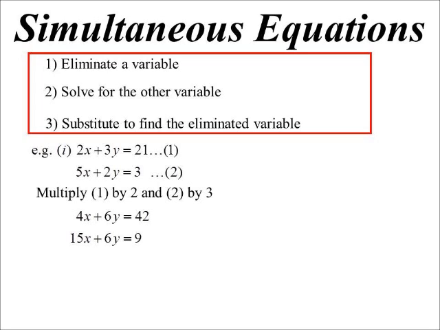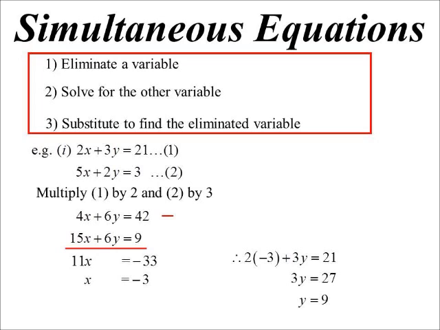So I can do a subtraction, and I'm actually going to subtract the top from the bottom because I prefer positive numbers here with my x's. I get 11x is negative 33, so x is negative 3. Now I can go back and substitute back in and work out y. Whether you actually do the working out or you just do it in your head, that's up to you, of course. And so there's my final answer. x equals negative 3 and y equals 9.